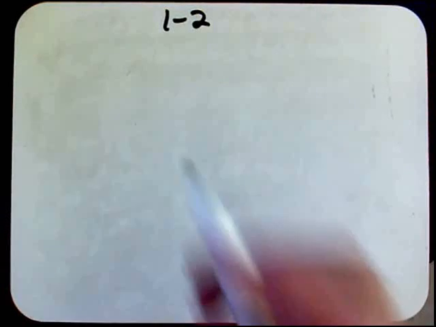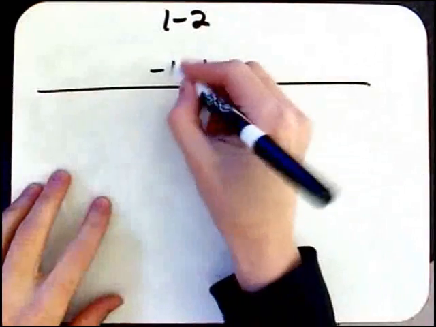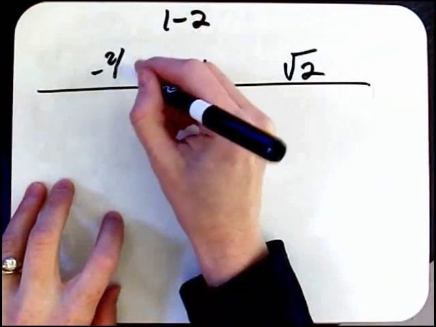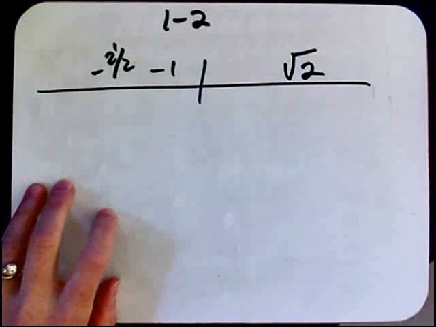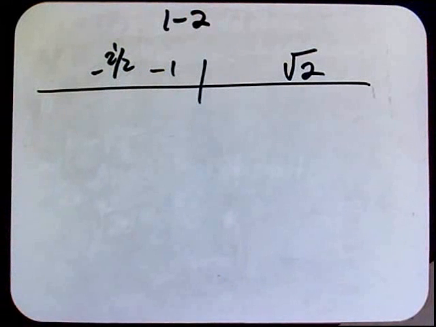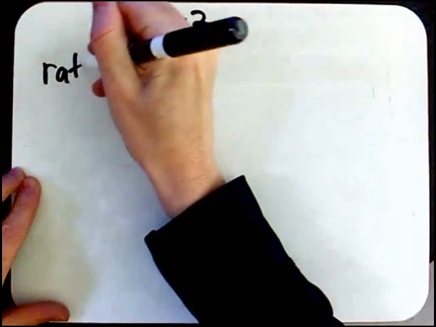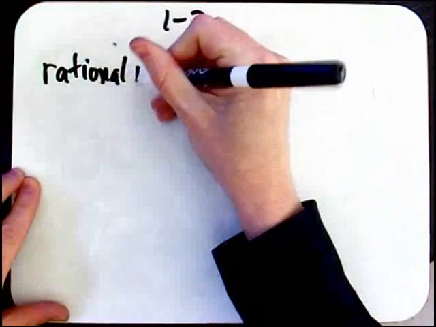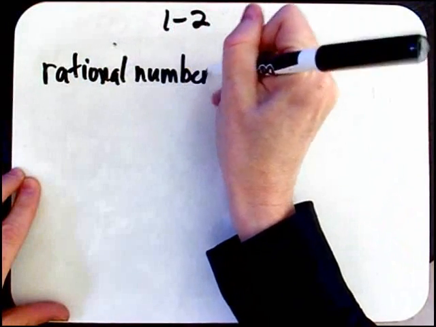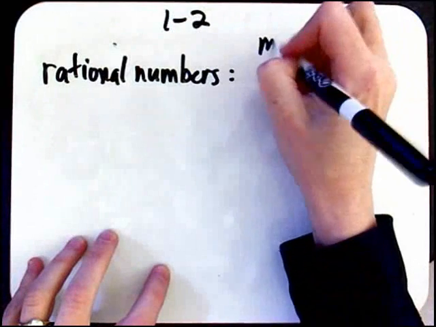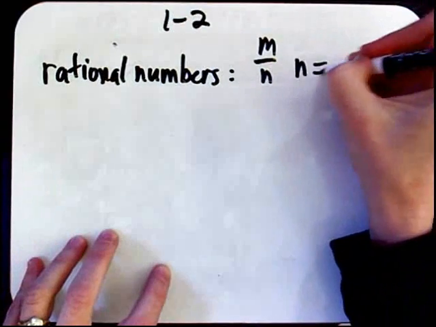Real numbers are numbers we use in our life every day. They can be found on a number line, like -1, square root of 2, -2.5. These are all real numbers. And then underneath that, we can classify real numbers as rational or irrational. So let's look at rational first. Rational numbers are numbers that we can express as a ratio, m over n, where n cannot equal 0.